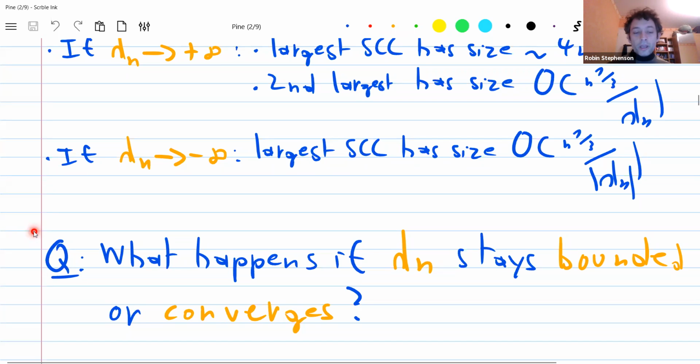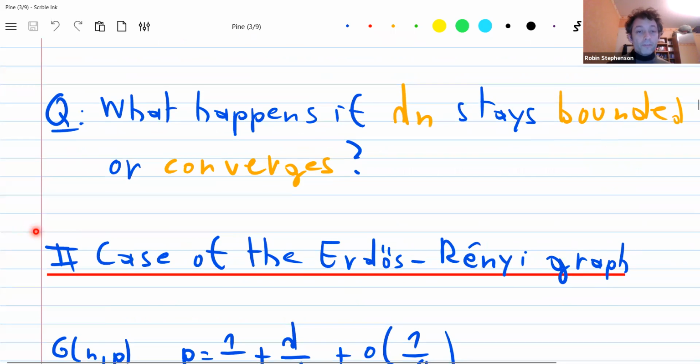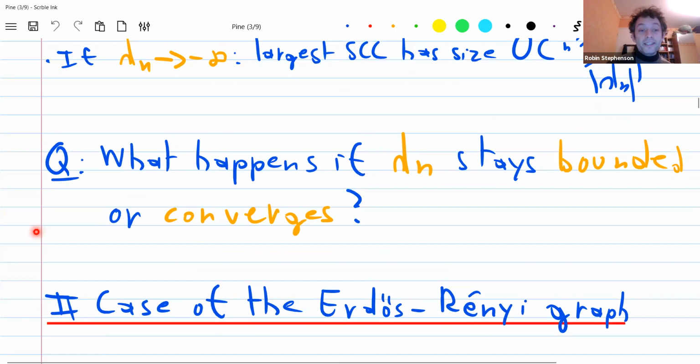Before I tell you what we ended up finding, I need to talk about what happens in the case of the Erdős-Rényi graph. So we're going to forget about directed edges for a little bit.